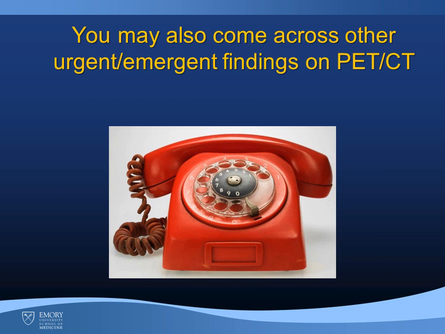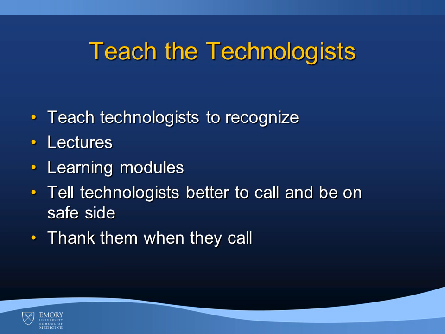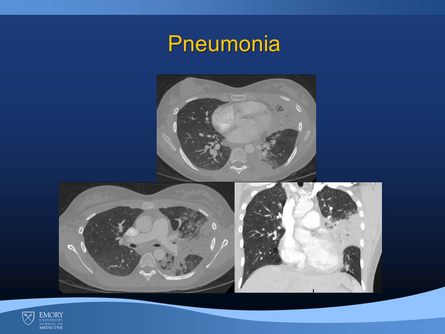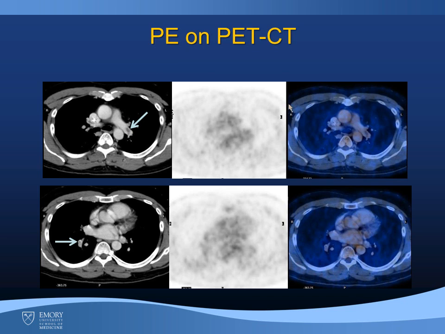You may also come across other urgent or emergent findings on the PET-CT. We, in fact, like to teach our technologists to recognize some of these abnormalities so they can call us before the patient leaves the department. We also thank them when they call, even if it turns out not to be a true emergency. So this patient, for example, has multifocal pneumonia. Be nice to know about before the patient leaves.